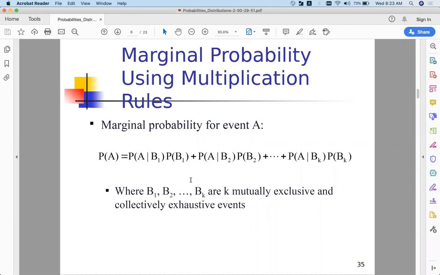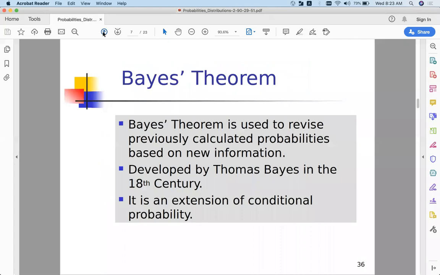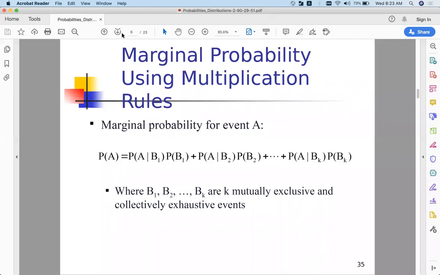In the previous class we were able to break down simple probability into joint probabilities. Here also we can break it down with the help of multiplication rules. If you remember this, it will come up in Bayes theorem, and I'll explain how it is used. This is the marginal probability.